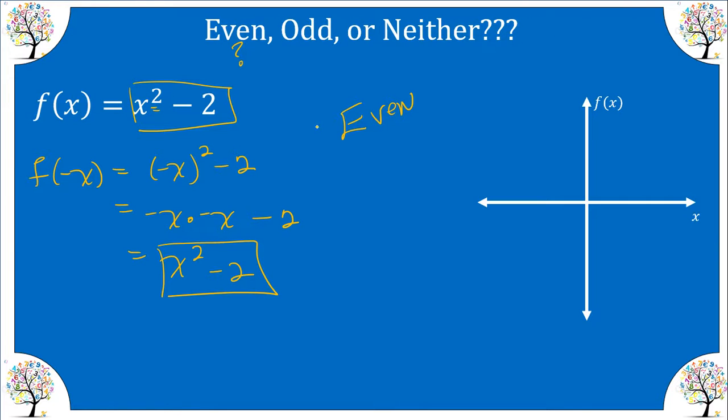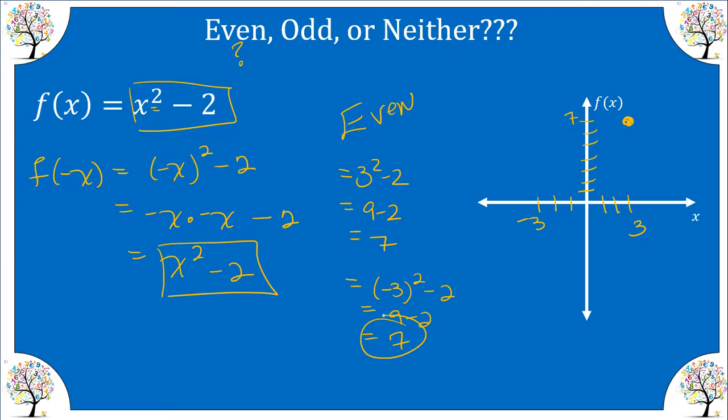So let's plug in when x is, let's do 3. And then we'll look to see what it looks like when x is negative 3. So we have 3 squared minus 2, that's 9 minus 2, which gives us 7. Remember, we're wanting to be symmetrical about the y-axis. Now let's put in negative 3. And we get out the same outcome. So these are reflecting across the y-axis.